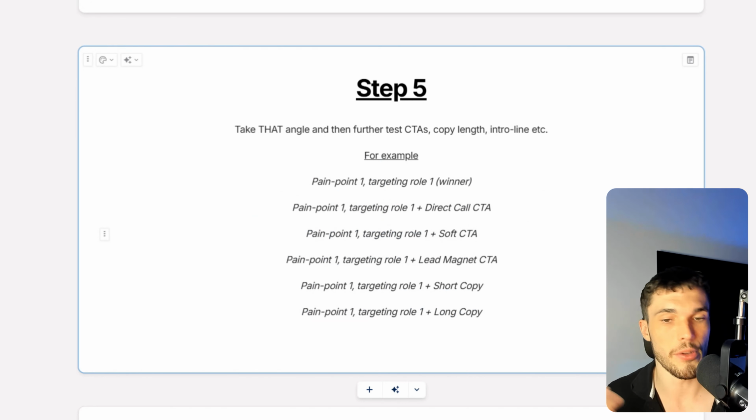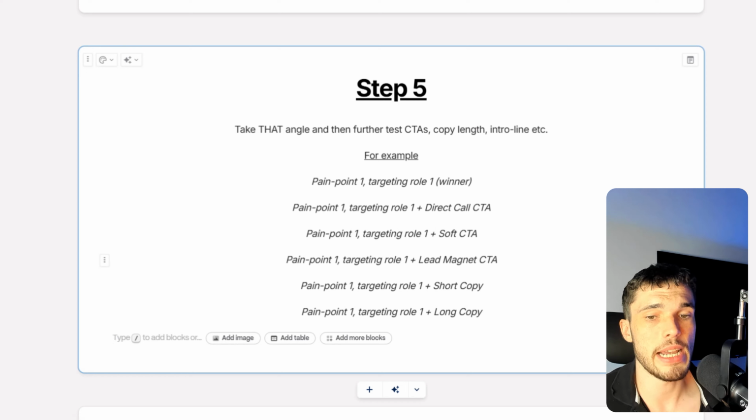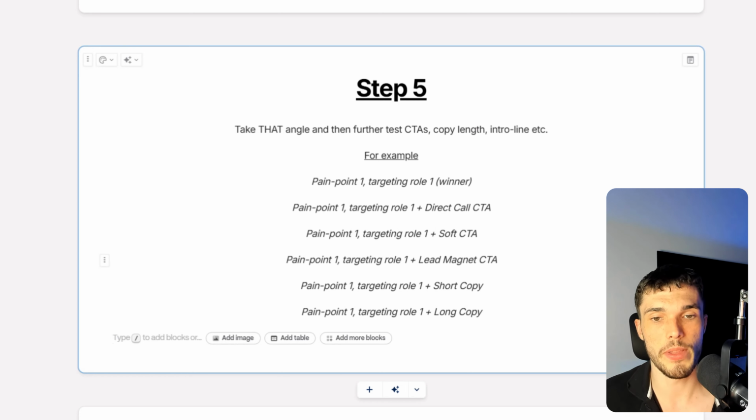Like, this is just things we want to test to see what is the best way. Now we kind of know what pain point resonates and we know what role to target. Now we want to see what's the best way to get them on a call. That's the next step. That's what we're doing here. And so that's one example of what you can test. There's of course other things you can test as well, but this is sort of how we go about it here.